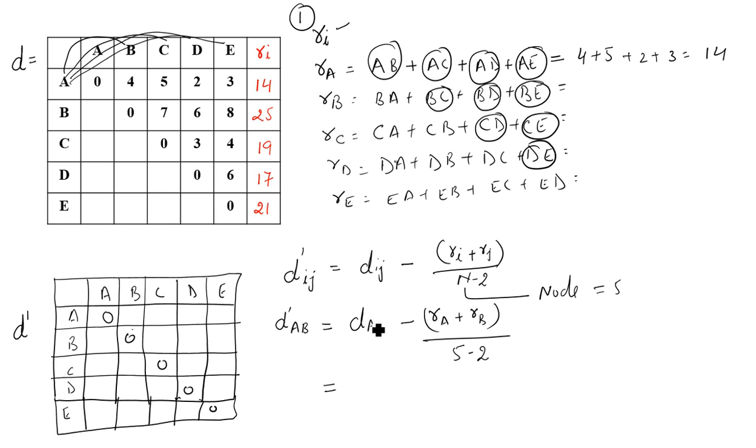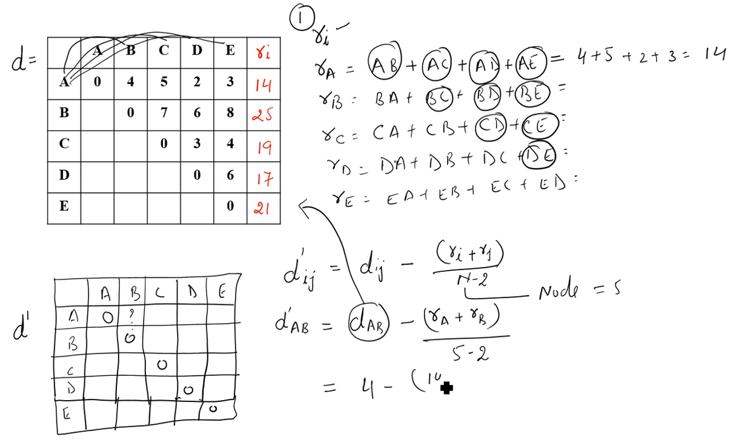Now let's put the value of DAB. This is the D matrix. So DAB value, from where will you get it? You will get it from this matrix. This value we are calculating for D dash AB, but the value you will get from here. So DAB is 4. 4 minus RA. What is RA? This one is RA.